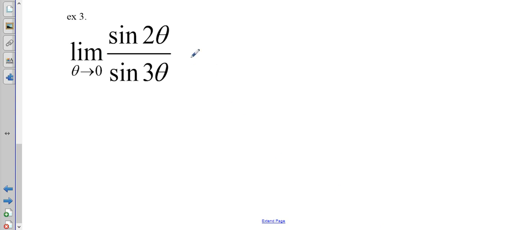Okay, so hopefully you tried it. So let's check this out. Well, once again, I have sine of 2 theta over sine of 3 theta. Now, this is a little complex. This is what we're going to do. I'm going to break this up into 2 different limits. I have sine of 2 theta right there, and I'm multiplying that by 1 over sine of 3 theta.